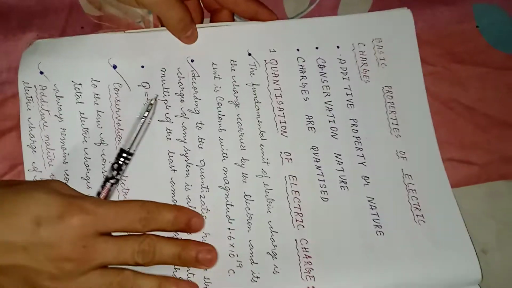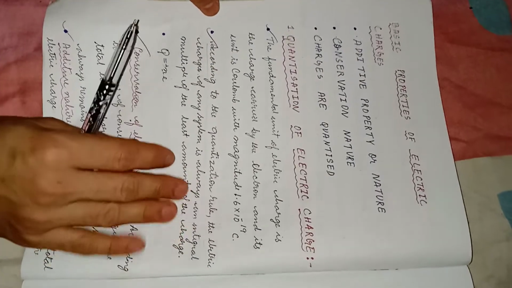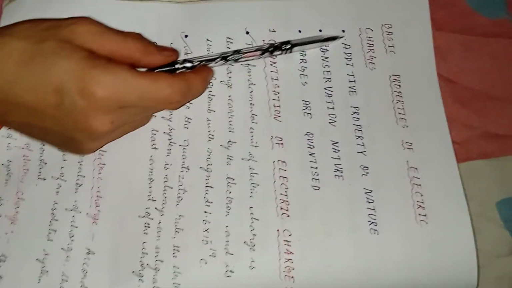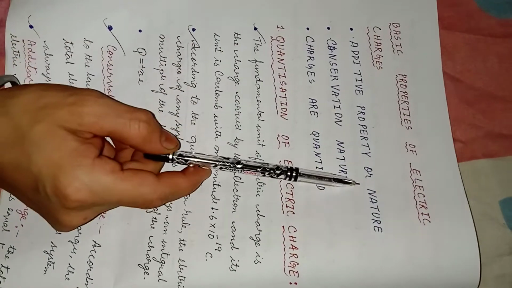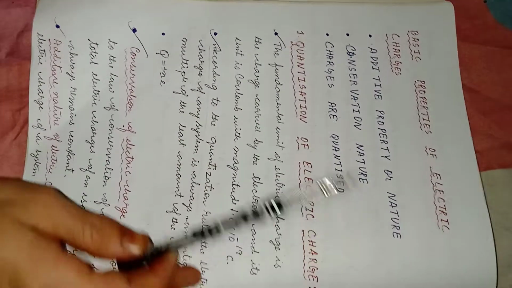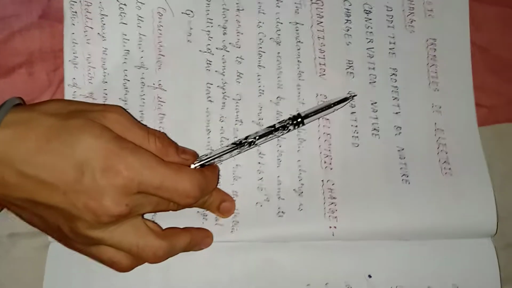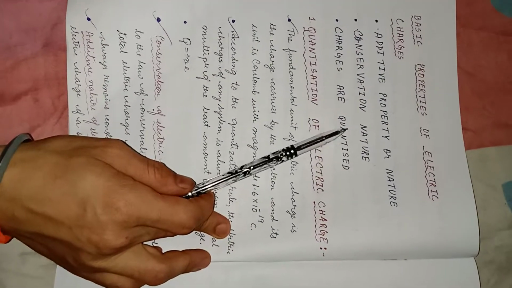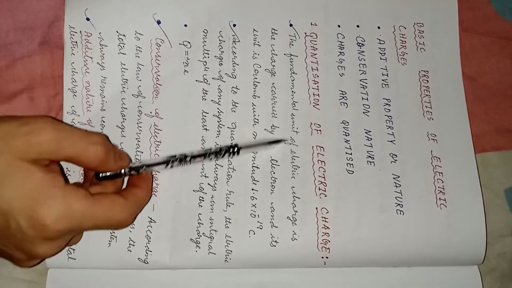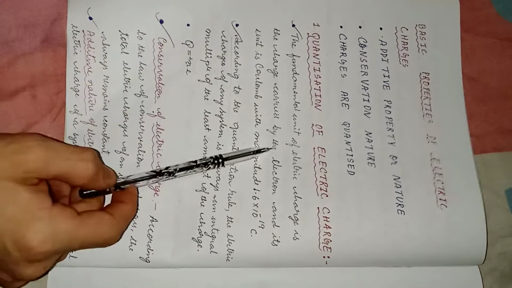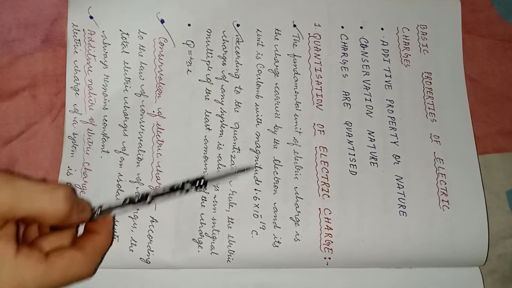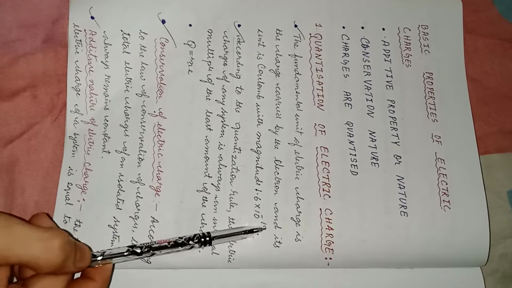Now the next topic is the basic properties of electric charges. Generally, there are three properties of charges: additive nature, conservative nature, and charges are quantized. Let us discuss the quantization of electric charges. It states that the fundamental unit of electric charge is the charge carried by the electron, and its unit is coulomb, with magnitude 1.6 into 10 to the power minus 19 coulomb.